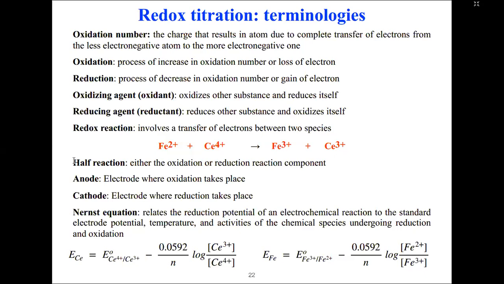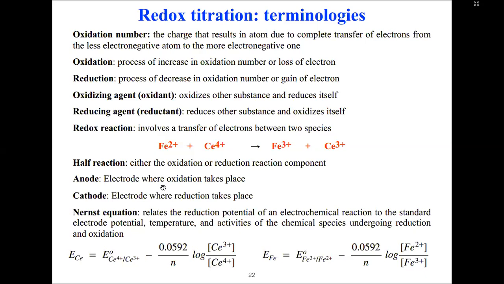However, you can have half reactions, where you write separately the oxidation half and separately the reduction half, with the involvement of electrons. In the overall reaction, there are no electrons shown. Okay, electrons are cancelled out. You have to cancel out the electrons when you show the overall reaction. However, in the half reaction, you have to show the number of electrons involved in that particular half reaction.